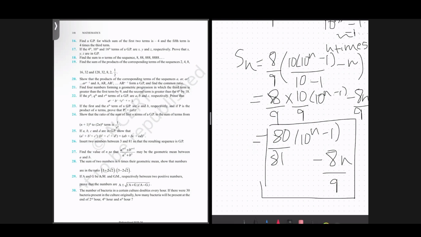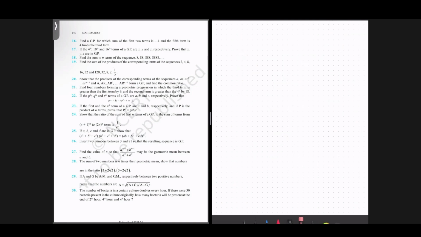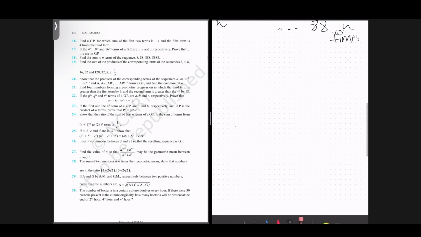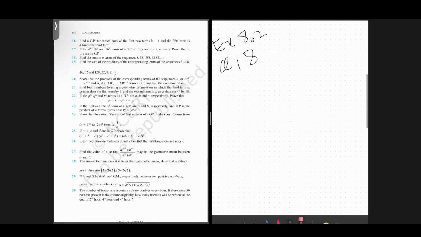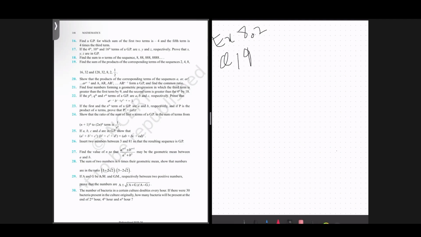Right. Moving on. And we are going to now solve the 19th question. In the 19th question, we have been asked to find the sum of the products of the corresponding terms of the sequence 2, 4, 8, 16, 32 and 128, 32, 8, 2 and half. Right.